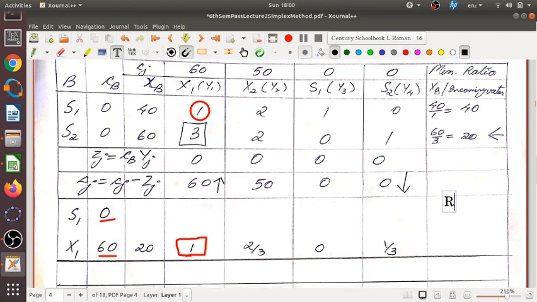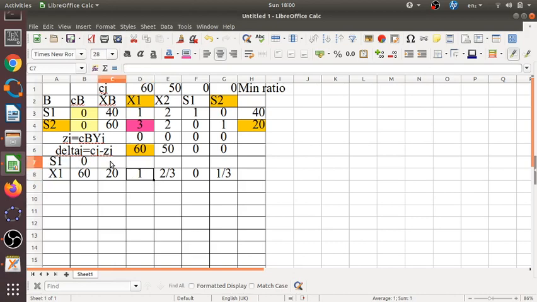R1 changes to R1 minus R2. So this is what we will do here. If we do that, you will see what you get. So 40 will become 40 minus what is the new R2? The new R2 is 20 here. So 40 minus 20 is 20. Here it will be 1 minus 1. This will be 2 minus 2 by 3.